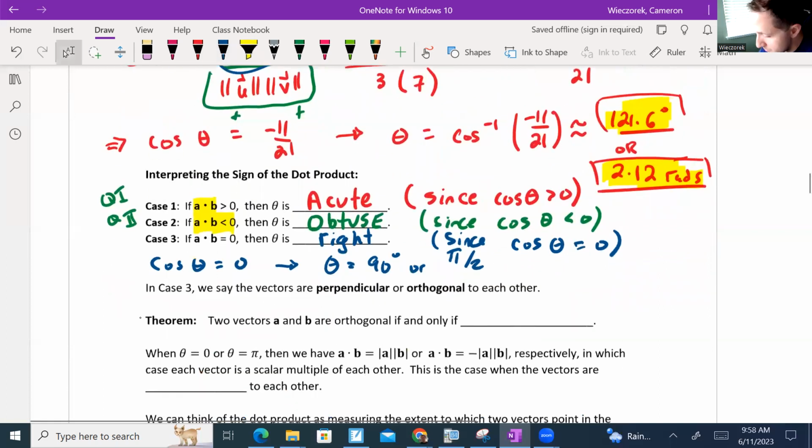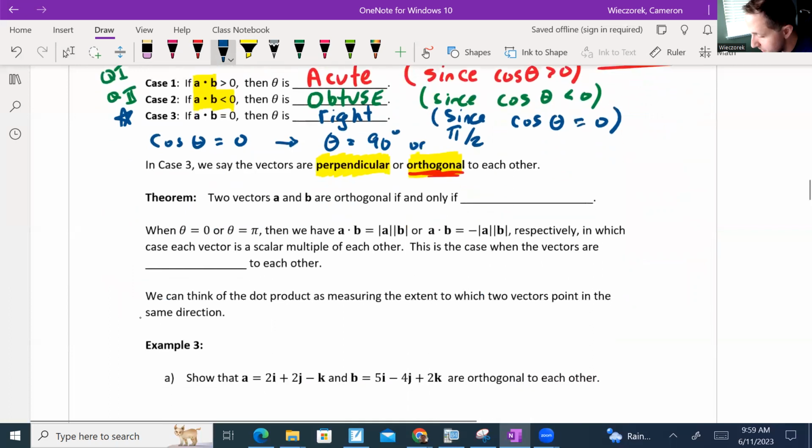And in the third case, we have a vocab word we need to know for this. We say that the vectors are perpendicular from geometry class. That makes sense. But in the calculus sense, we have a kind of more fancy term we use, and that is the term orthogonal. So if you hear me say orthogonal vectors, that means that their dot product is 0.